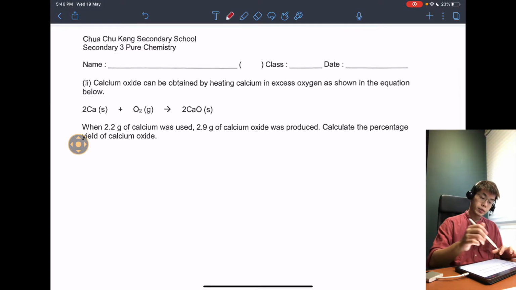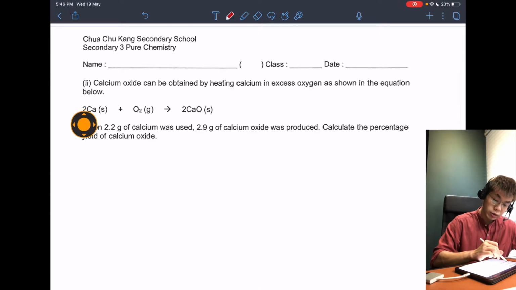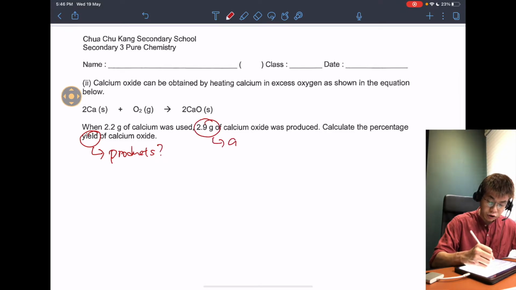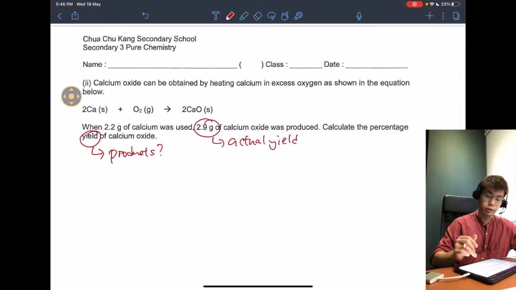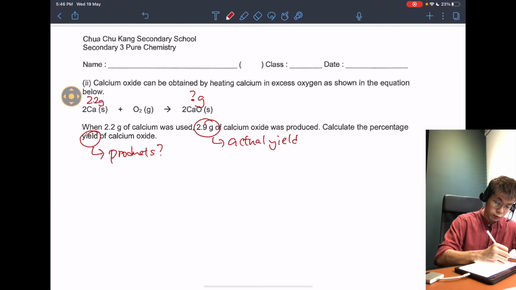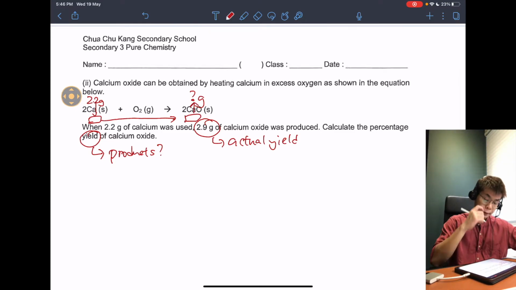Calcium oxide is formed by heating calcium in excess oxygen, as shown below. If 2.2 grams of calcium was used and 2.9 grams of calcium oxide was produced, calculate the percentage yield. So remember, when you talk about yield, we are talking about products. So the one given is the actual yield, and we need to find out the calculated yield. We take actual yield divided by calculated yield. So question mark grams over here, and we have 2.2 grams. Go down, calculate the number of moles, go across, calculate the number of moles, and then go up. Okay, so let's try.